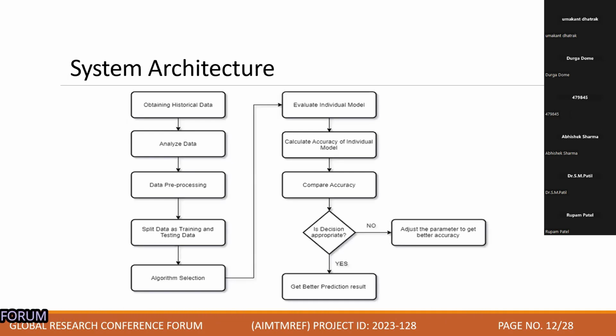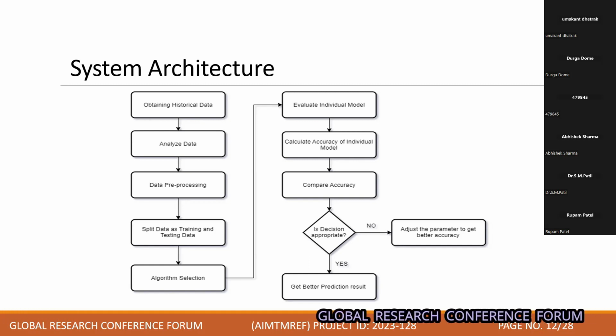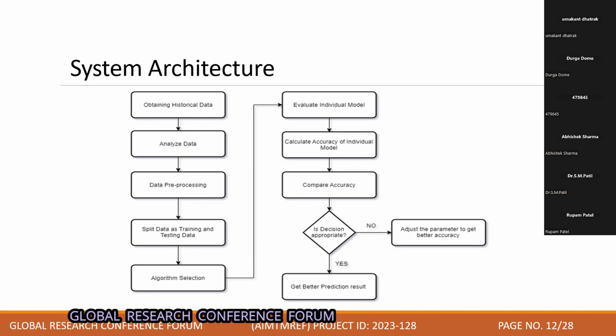The next is the system architecture, how we have proposed the system. First, we have obtained the historical data. After analyzing the data, we pre-processed it and split the data into training and testing data. In this split, 70% of the data is training data and 30% of the data is testing data. After that, we selected the algorithms, evaluated the performance of the model, compared the performance of all the algorithms for each model, and selected the most appropriate algorithm for each model.